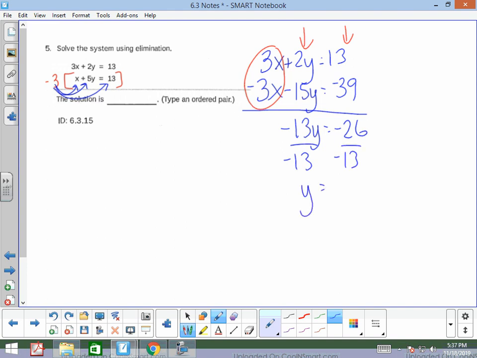And y equals 2. All right, so now I'm going to take, let's do the bottom equation this time, just for fun. Now, I'm taking the original bottom equation, and I'm going to plug in 2 for y.